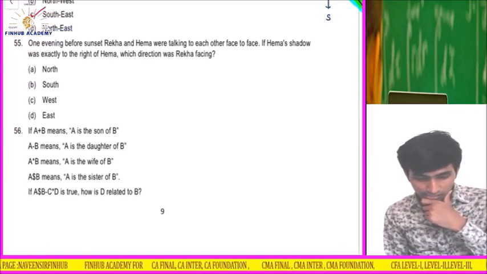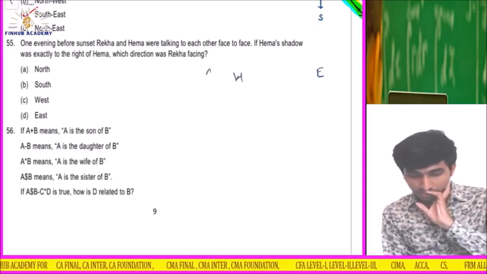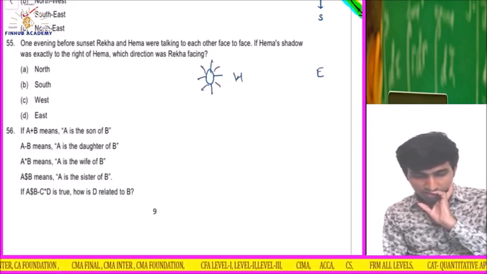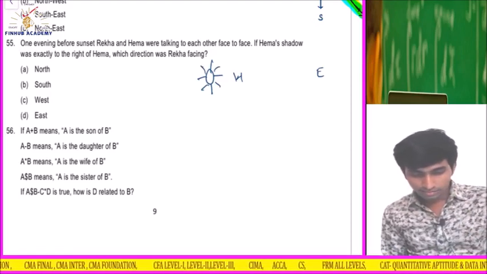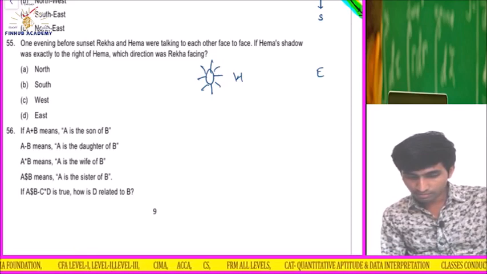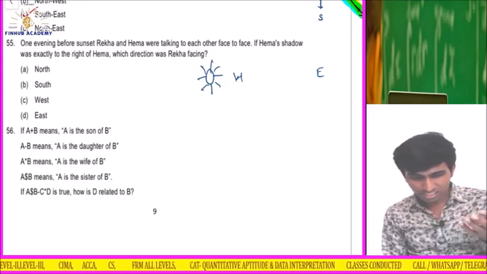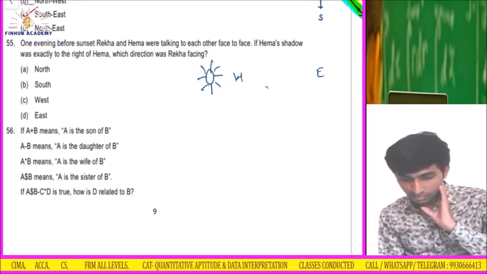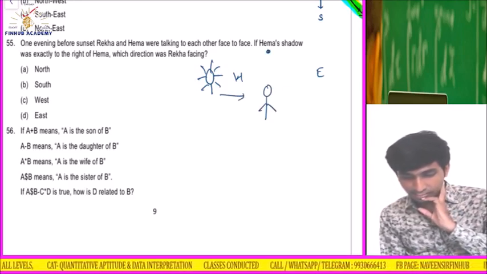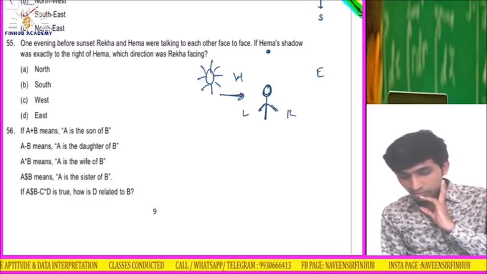One evening before sunset. Evening means the sun is in the west. This is east, this is west. The sun is here. Before sunset, Hema Malini and Rekha were talking to each other face to face. If Hema's shadow was exactly to the right of Hema. If this is Hema, the sun is here. If she is facing this side, this is her left, this is her right, sun rays will come here, so the shadow will fall here.